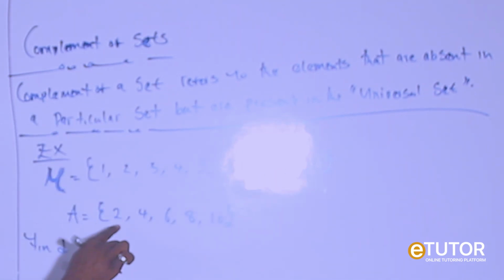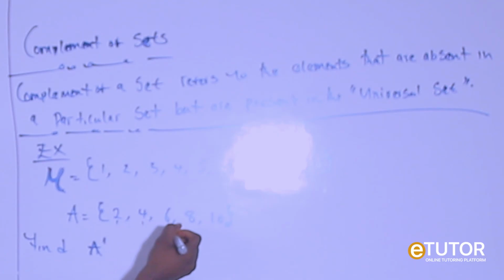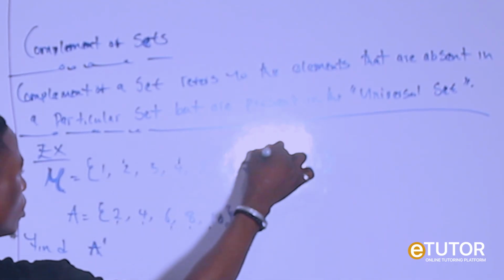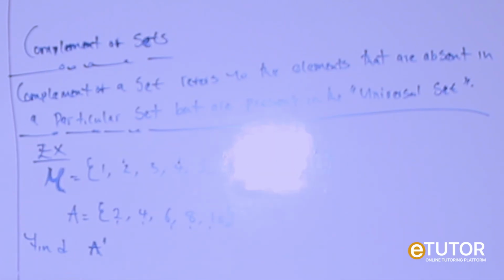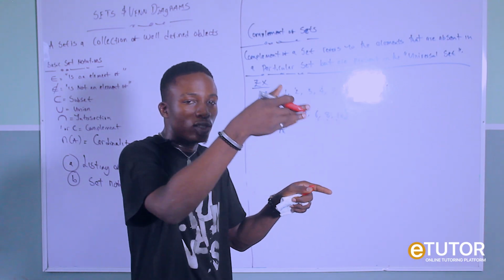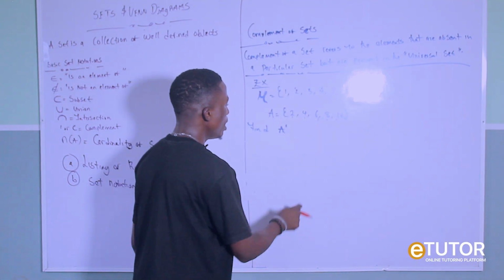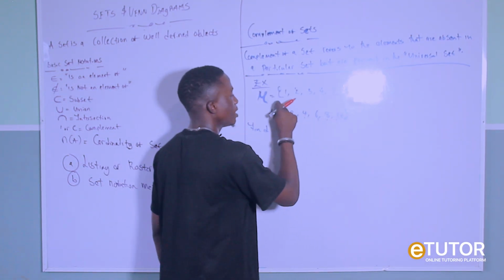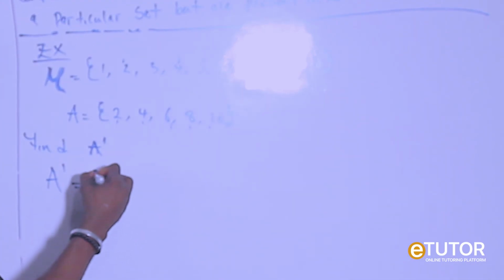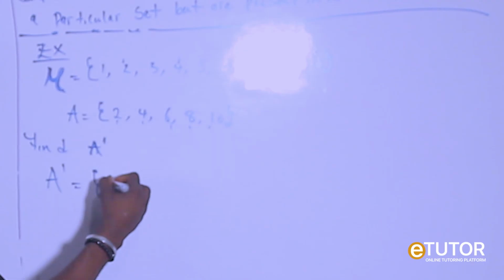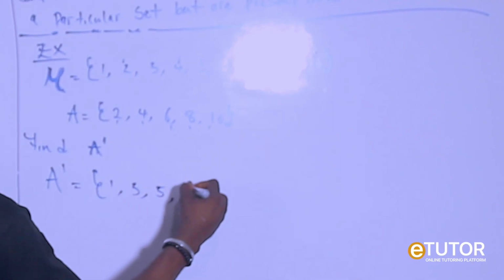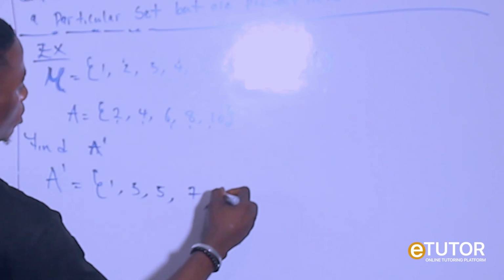So what A doesn't have but are inside the universal set, what are they? Set A has 2, 4, 6, 8, 10. So the elements that are absent inside of set A are the complement of set A. So the elements A doesn't have but are inside of the universal set. So you say your A complement is equal to 1, 3, 5, 7, and 9.